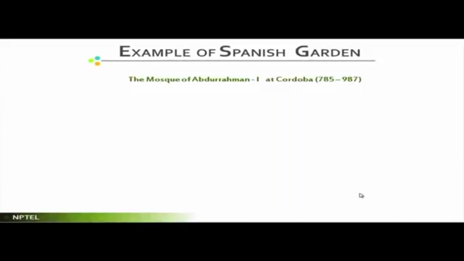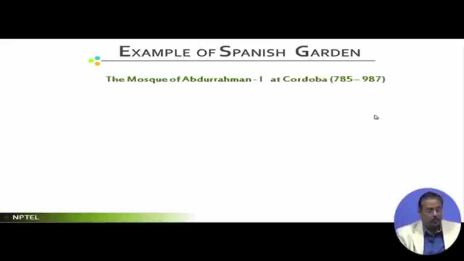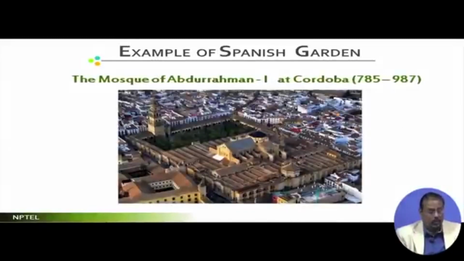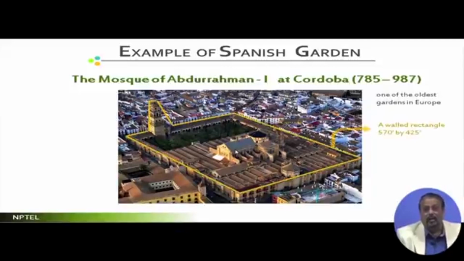Let's go to an example. The Mosque of Abdur Rahman I at Cordoba. This is a very interesting example. Apparently, this will not look like a landscape example. No, it will not. But if I elaborate, you will find how much respect they had for nature. They were, in fact, limited or constrained with the development. So all these areas were developed, but they created this mosque here, in which they have saved the area.